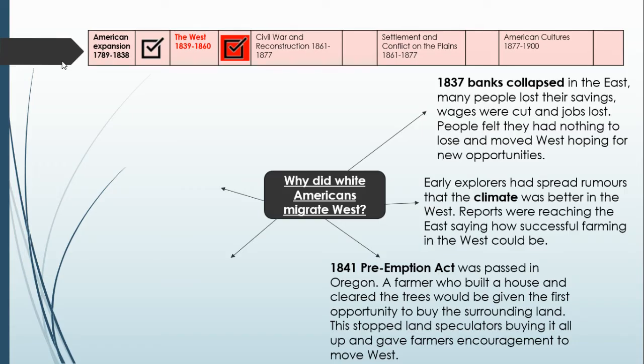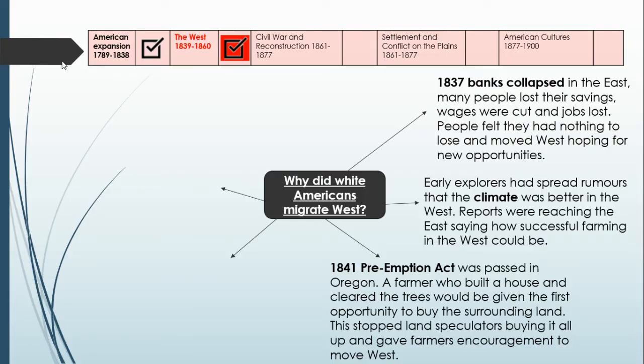We then have something called the Preemption Act, which was in 1841. Now, this is a bit more specific than the other two, so just have a look at this information carefully and try and get your head around it. So the Preemption Act was passed in Oregon, and a farmer who built a house and cleared the trees around that house would be given the first opportunity to buy the surrounding land. So if you decide that you're going to stay on that land and you sort the area out, basically, you can buy the land surrounding that house.